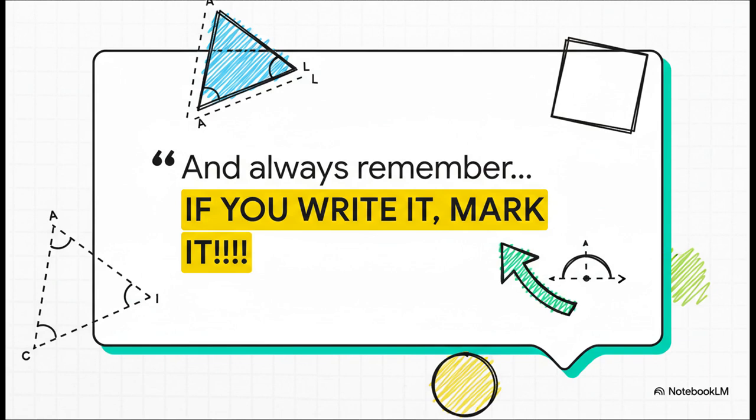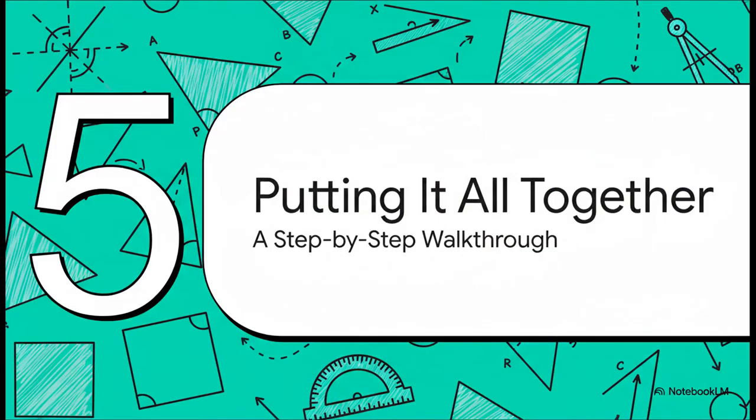This might just be the single most important practical tip for geometry proofs, seriously. Every time you write down a statement that 2 sides or 2 angles are congruent, you have to immediately mark it on your diagram. It organizes everything visually, and trust me, it often shows you the exact path you need to take. All right, enough theory.